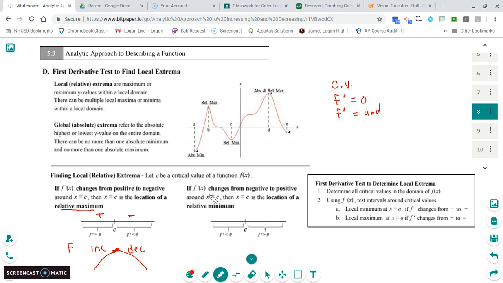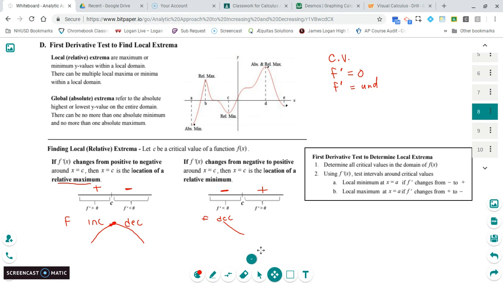Then the second case is where we test values around the critical value, and the first derivative changes from negative to positive. So just switching the signs. Well, what does that mean for f? It means that f is going to be decreasing when the first derivative is negative, so my function is going down. And then f prime is now positive, so that means f of x is increasing. So it's going back up. And what do we get right here? That's going to be a relative minimum.